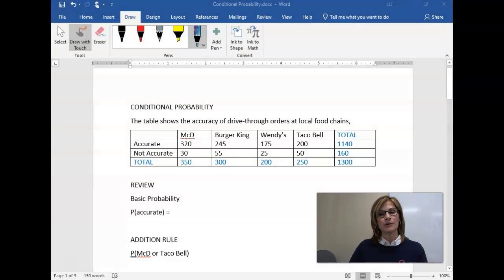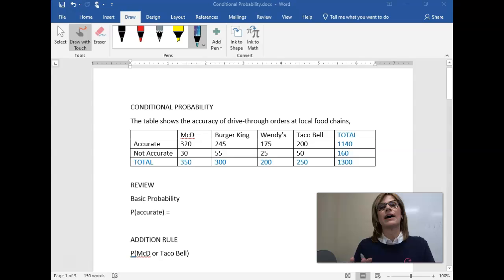Alright, so we'll start out with a brief review. We have a contingency table based on fast food restaurants in our area, and how often they had orders that were accurate and not accurate. You'll notice that we left off Chick-fil-A because they're almost always right. If your contingency table doesn't have totals, the first thing you'll want to do is total up your rows, total up your columns, get everything totaled. All right, which brings us to a brief review.